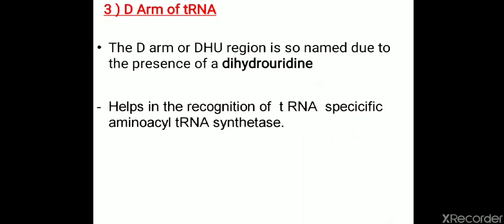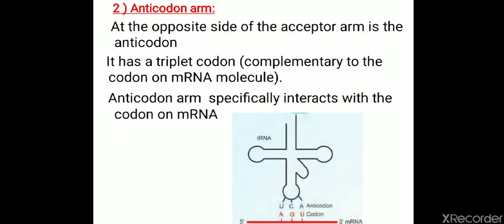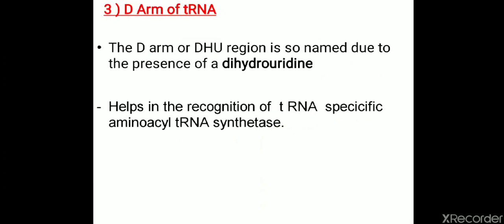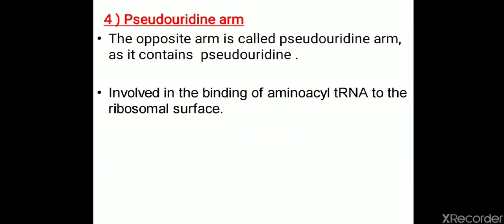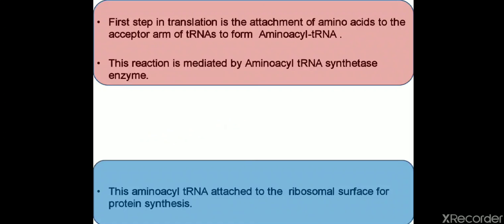And the third arm is known as D arm, because this D arm contains an unusual base that is known as dihydrouridine base. So the unusual base present in the D arm is known as dihydrouridine. And the fourth arm is known as pseudo-uridine arm, because they also contain another unusual base which is known as pseudo-uridine. So coming to the functions of D arm and the pseudo-uridine arm.